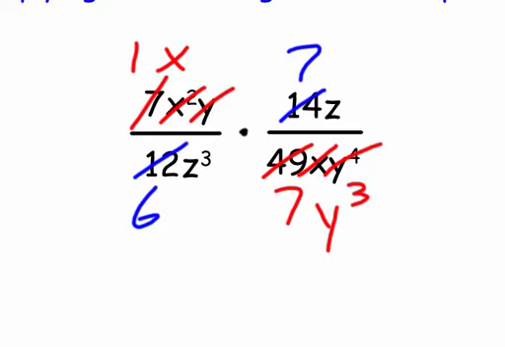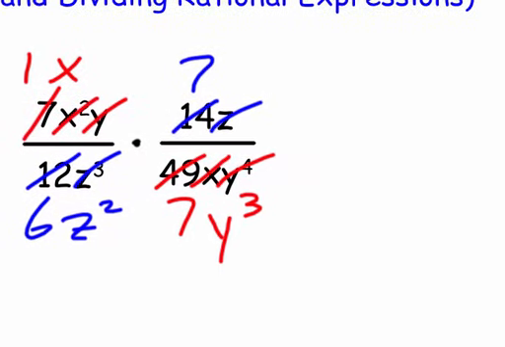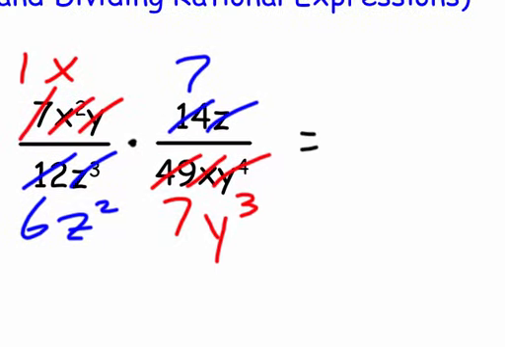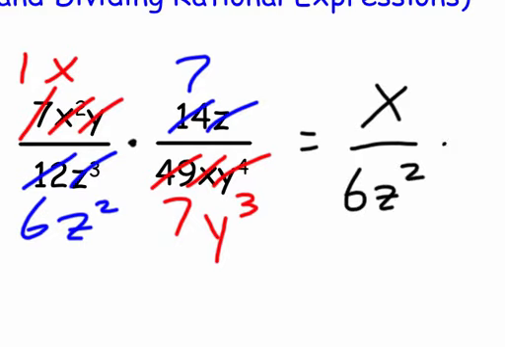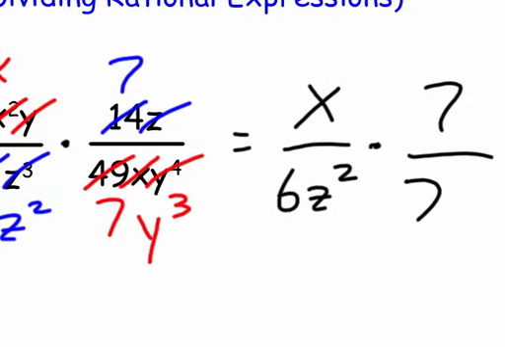And if I look at the other way, the z's, right? How many cancel in each of them? 1z. So 1z cancels here with 1z here, so I'm left with z squared. So there we go. Now there are my new fractions. I'm going to rewrite this just so we can see it. So really we have 1x, or just x, over 6z to the 2nd times 7 over 7y to the 3rd. Well, if I notice, I have the 7 over a 7. So originally I could have canceled these right off the bat. But if I don't see that and I rewrite, that's okay.